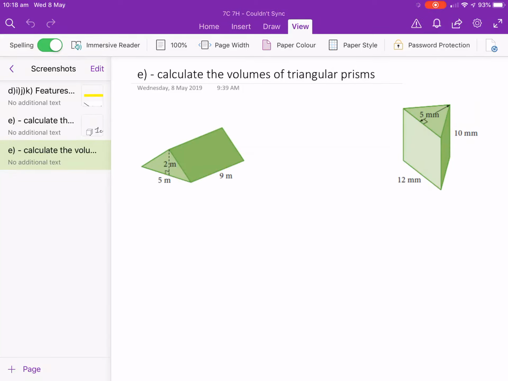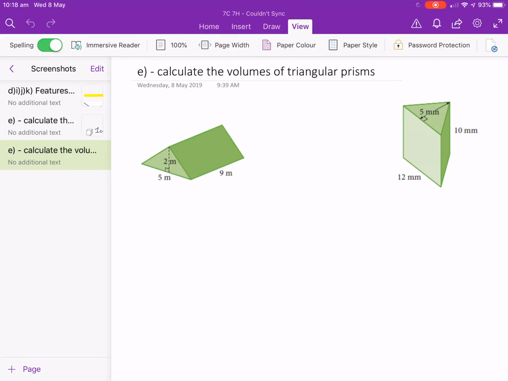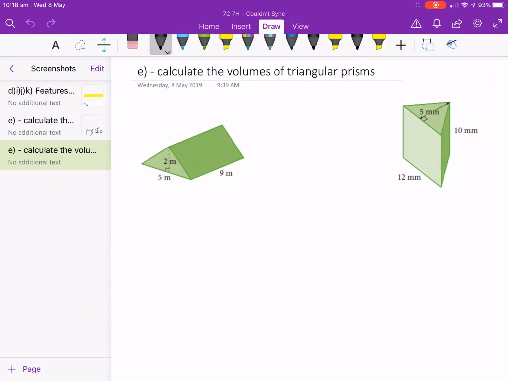Okay, in this screenshot we're going to continue finding volumes of 3D shapes. In the previous screenshot we did volumes of rectangular prisms, and the formula was volume equals surface area of the base, which is why we use a capital B, times the height. Just remember that the capital B equals surface area of the base.